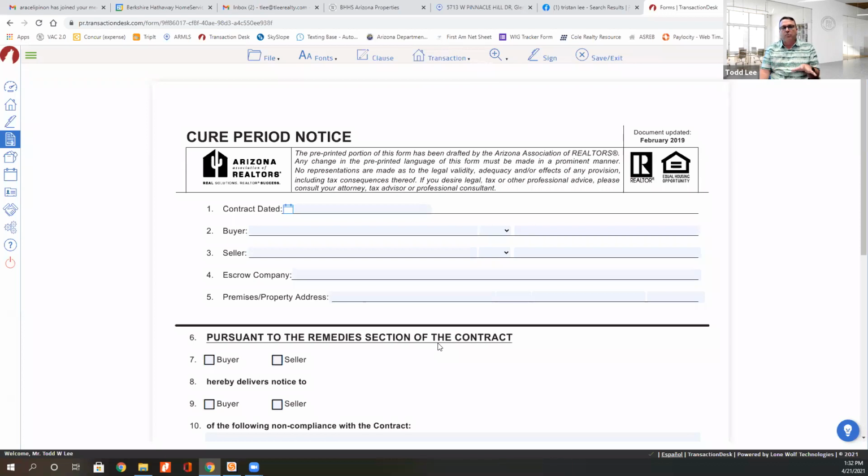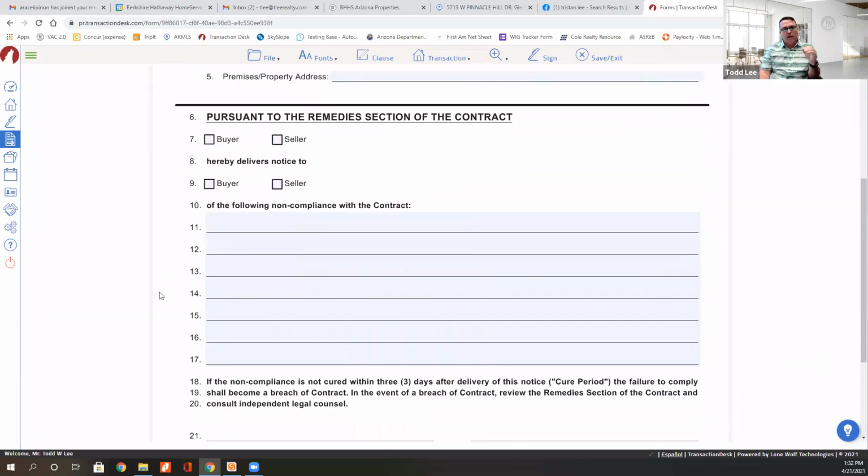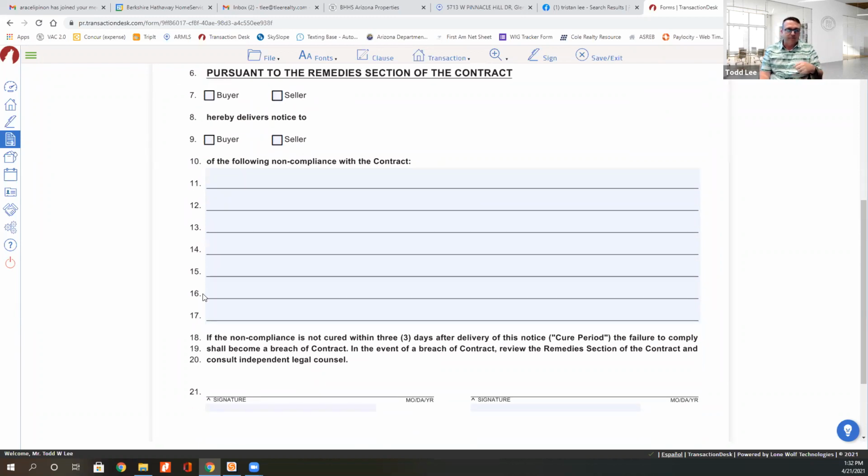This is really the thing that I like to stress: the cure period notice is not an intent to cancel. That is not what this form is for. It's a notification to let the other party know you're not in compliance and you need to get back in compliance. To protect my client, I'm invoking the cure period notice.